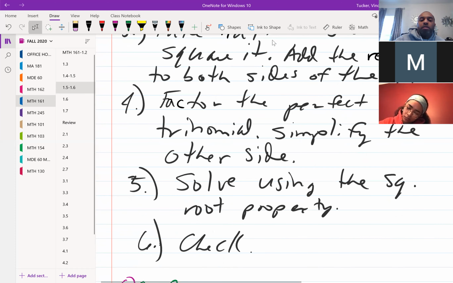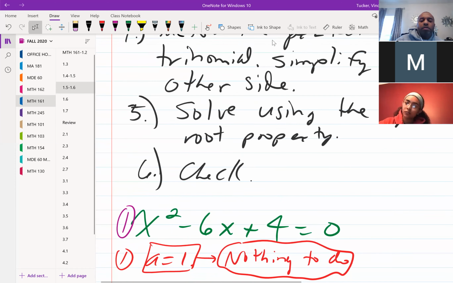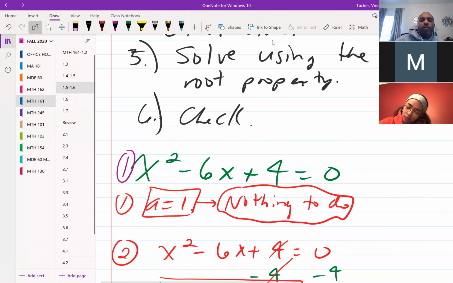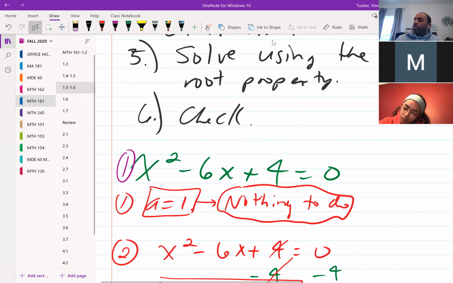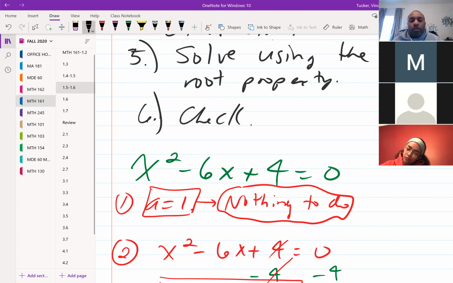All right, so if I scroll up too far, let me know. All right, first example we have here is x squared minus 6x plus 4 equal to 0. So remember, step 1 is if a is equal to 1. And so since a is equal to 1, remember, if you don't see anything, they assume you know there's a 1 sitting out front. So since a is equal to 1, there's nothing to do for step 1.